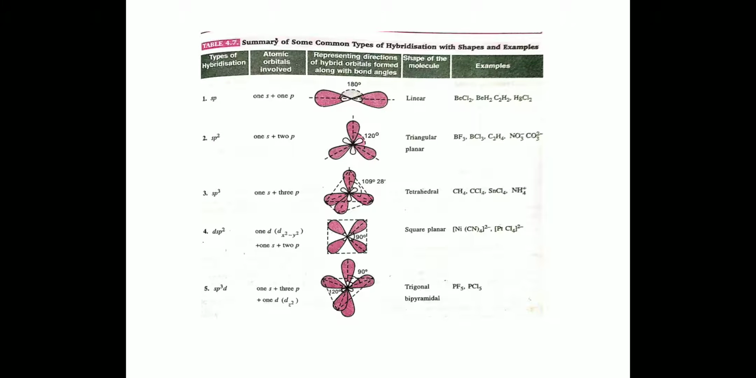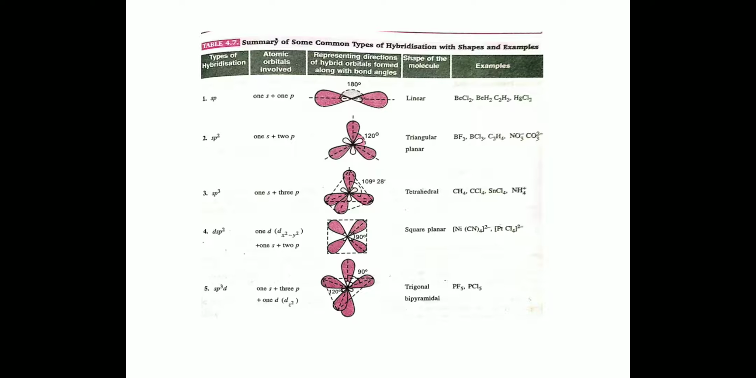So here is the summary of some common types of hybridization with shapes and examples. Please note one point: you don't have to pay much attention to the examples, because you don't have to memorize them, and we will learn how to calculate or find out the hybridization in the coming slides. Firstly, here you can see the type of hybridization, atomic orbitals involved, representing directions of hybrid orbitals formed along with bond angles, shape of the molecule, and lastly the examples.